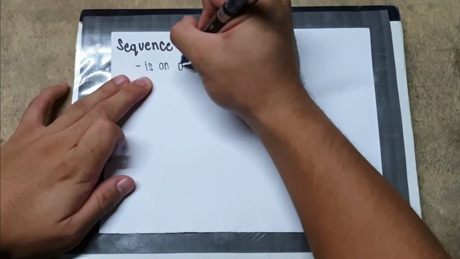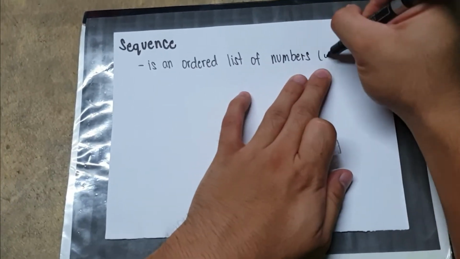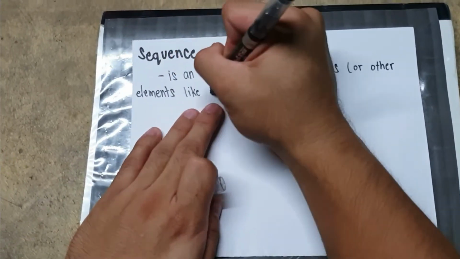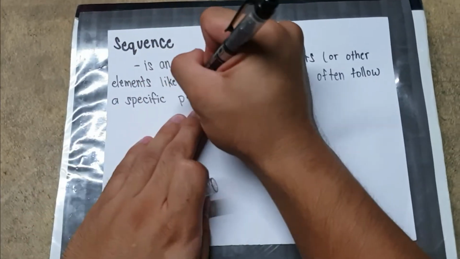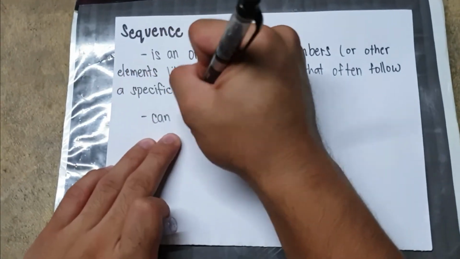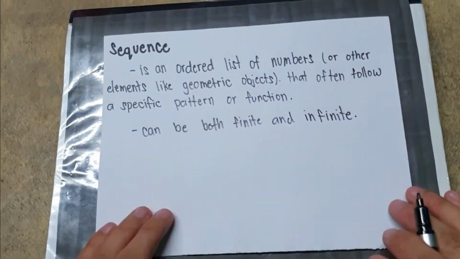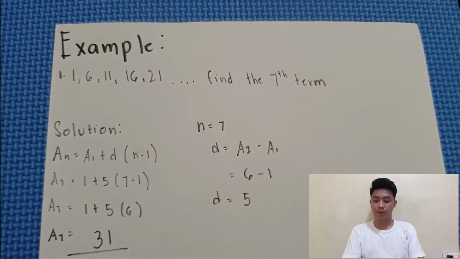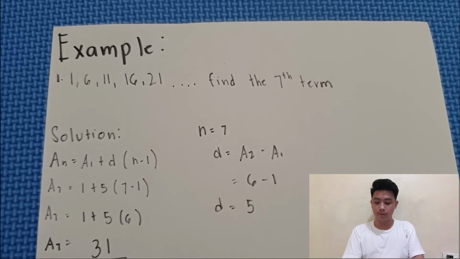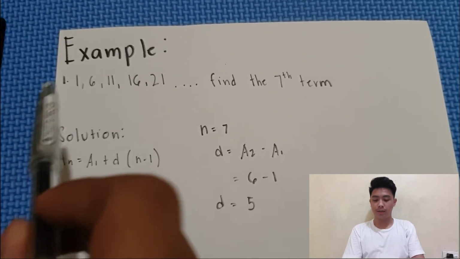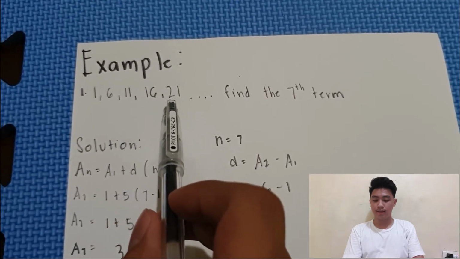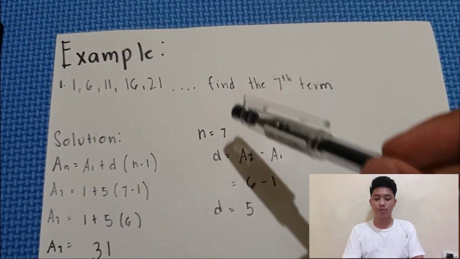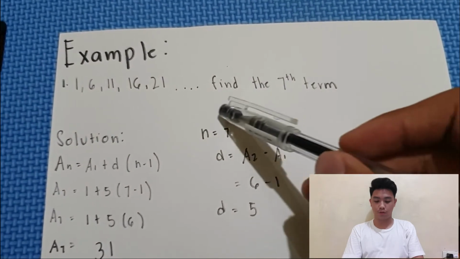Sequence is an ordered list of numbers or other elements, like geometric objects, that often follows a specific pattern or function. It can be both finite and infinite. So I will give you an example of sequence. The example here is 1, 6, 11, 16, and 21. The question is, find the 7th term.